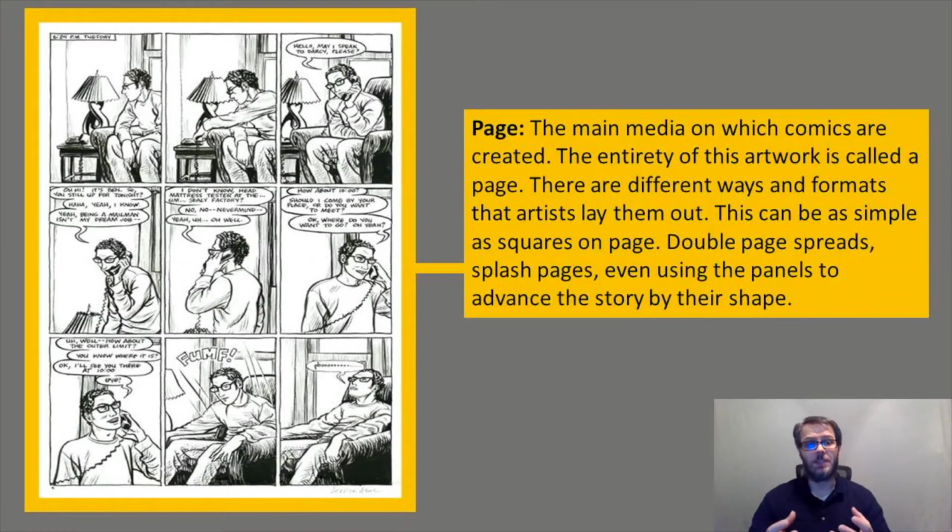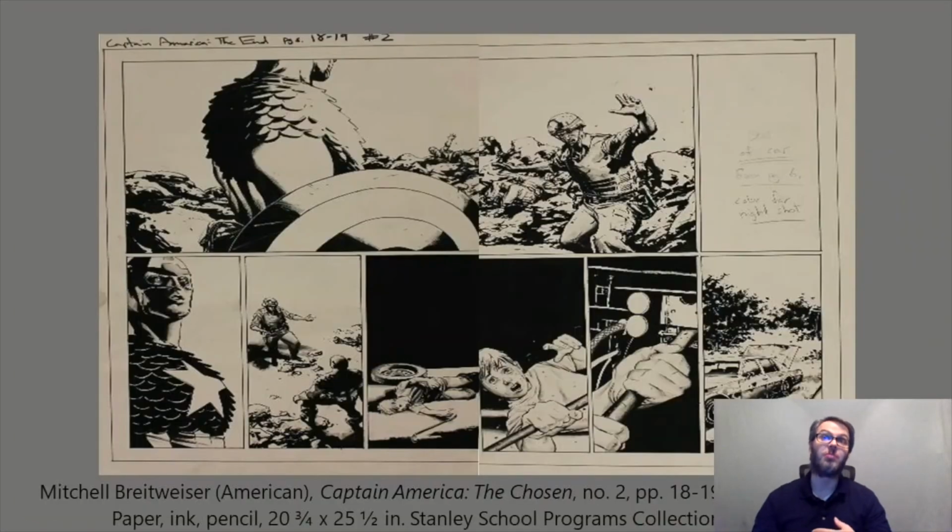The first thing that we're going to discuss is the page. A page is the main media on which comics or graphic novels are created. The entirety of this artwork is called a page, and there are different ways and formats that artists lay them out. It can be as simple as squares and rectangles on a page, as Jessica Abel has done here, or it can be something like a double page spread.